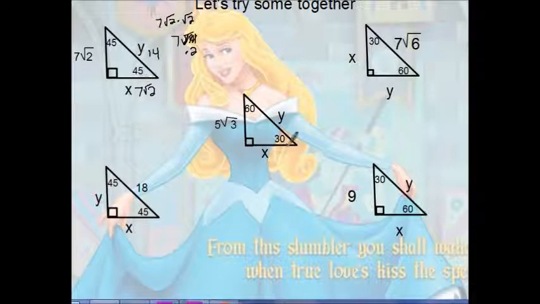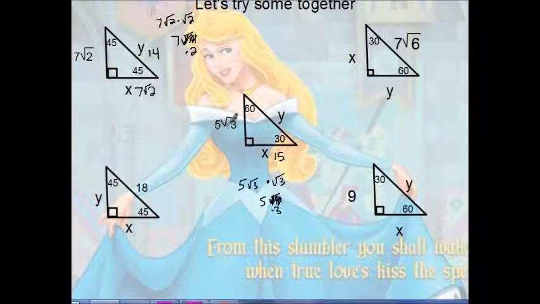For my second one, my 30 side is 5 root 3. To get from my 30 side to my 60 side, I multiply it by root 3. So here's my work. 5 root 3 times root 3 is 5 root 9. Square root of 9 is a perfect 3, so I'm going to scratch it off and write down 3. And 5 times 3 is 15.